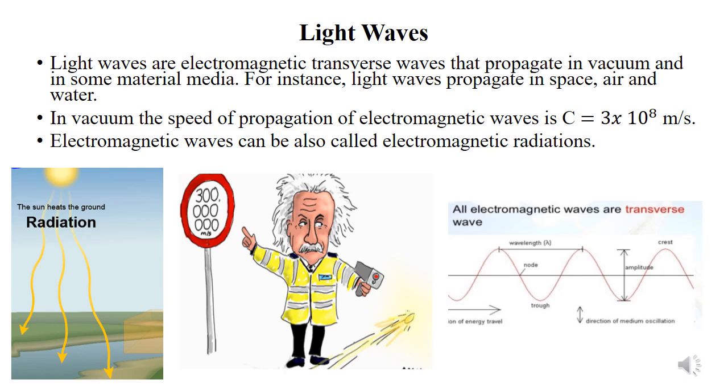In vacuum, the speed of propagation of electromagnetic waves is always constant, and its value is 3 × 10^8 meters per second. Please memorize this number. Electromagnetic waves can be also called electromagnetic radiations. Please observe the third picture. As you can see, electromagnetic waves, the light waves, are transverse waves.